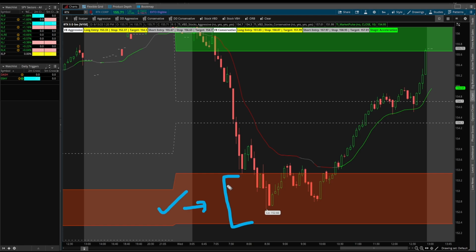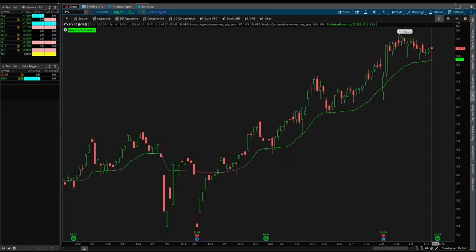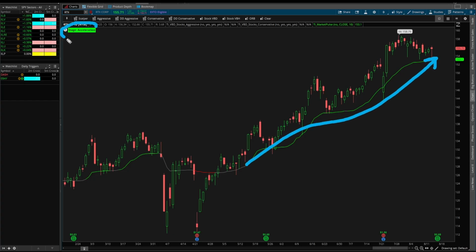So if you just take a step back, think about that for a second. Today, Raytheon sold off on the daily time frame. If we start with that, we very clearly know headed into today, all the way up from May, we're in a market stage of acceleration.